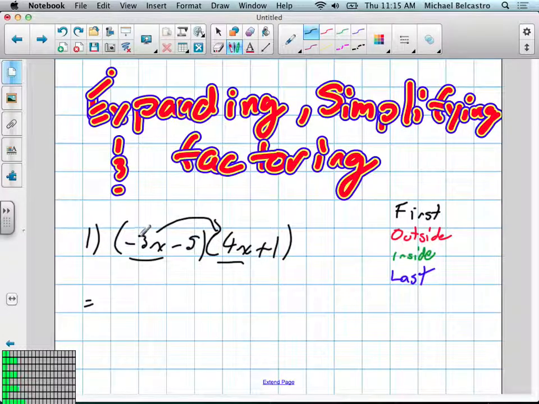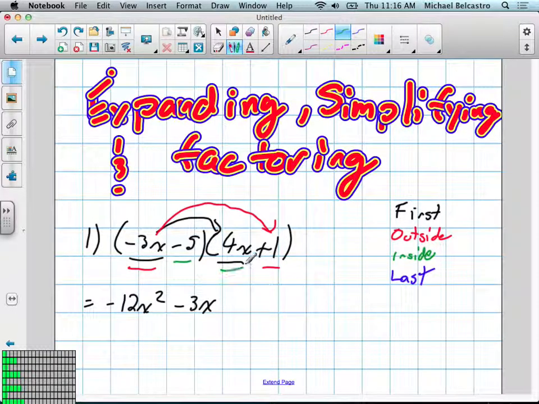So that's going to give us negative 3x times positive 4x gives us negative 12x. We then deal with the outside numbers, which is negative 3x and 1. Again, distributive property. Okay? Negative 3x times positive 1 is negative 3x. We then do the inside numbers, negative 5 and 4x. Distributive property again. Negative 5 times 4x is negative 20x.